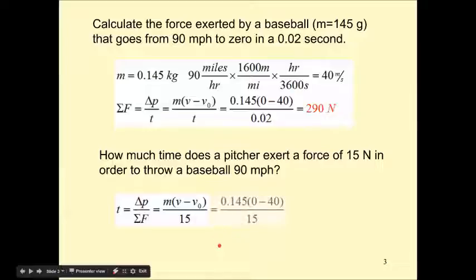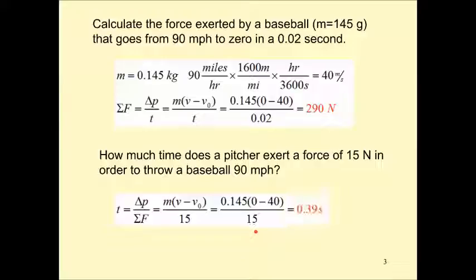And so very simply, we put the mass in, a change in velocity over 15, and then we get 0.39 seconds. So less than a second, the pitcher is exerting this 15 newtons to get it up to 90 miles an hour, and then in 0.02 seconds, the catcher catches the ball.